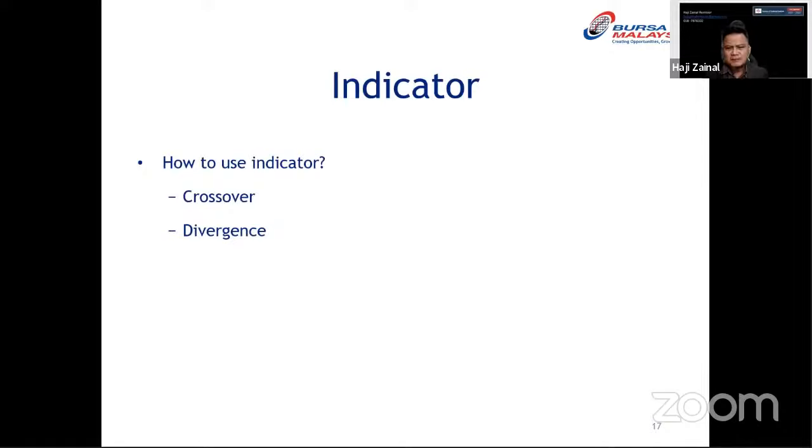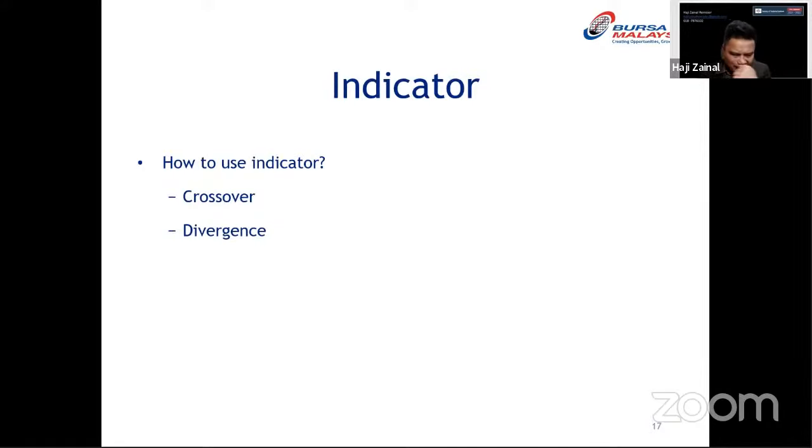How to use the indicator? Basically, as I said earlier, there are a lot of indicators, but how to use them is almost the same. There are only two things. One is crossover. Second is divergence.